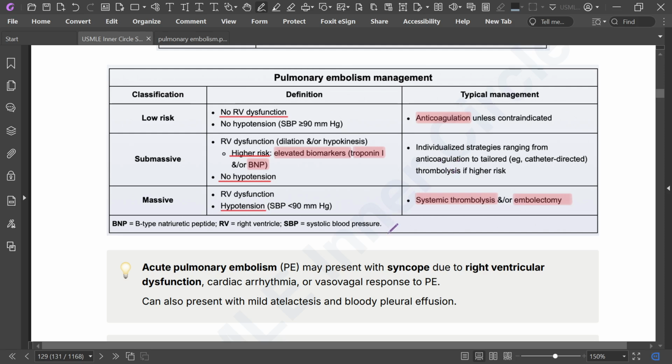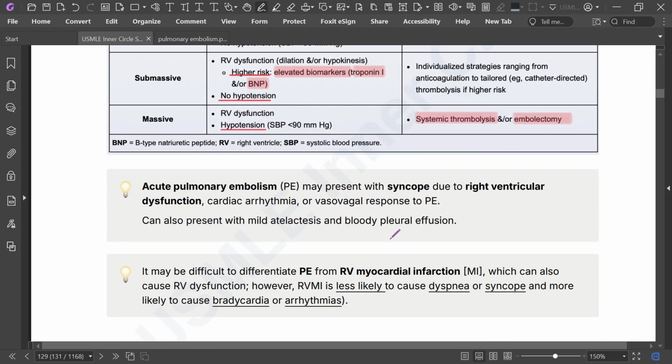Acute pulmonary embolism may present with syncope due to right ventricular dysfunction, cardiac arrhythmia, or vasovagal response. It can also present with mild atelectasis and bloody pleural effusion. So these are the features: syncope due to right ventricular dysfunction, cardiac arrhythmia, vasovagal response.